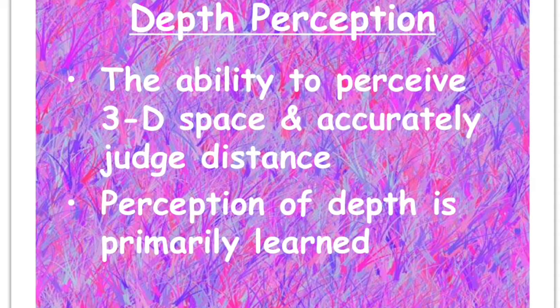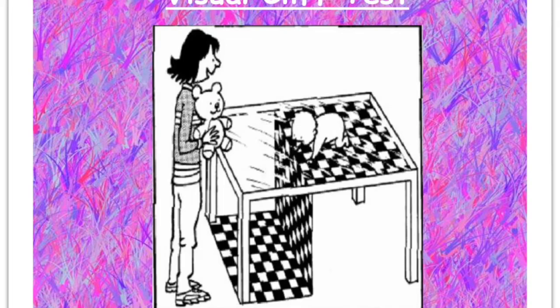And moving on to depth perception, which is the ability to perceive 3D space and accurately judge distance. It's primarily learned, and it is primarily the work of our eyes, although we have monocular depth cues and binocular depth cues. So depth cues that come from one eye and depth cues that come from the use of both eyes. And although I said that depth perception is primarily learned, there's an interesting study here.